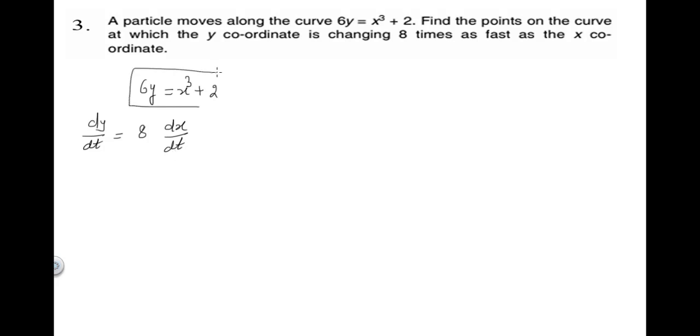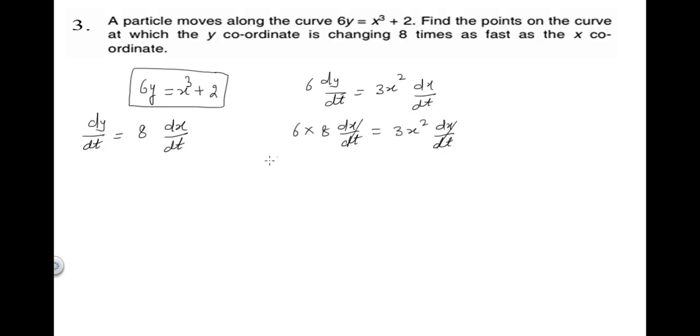Now differentiate this function with respect to t. We get 6 dy by dt equals 3x square dx by dt plus 0, the differentiation of 2 being 0 as it is a constant number. Now 6 multiplied with dy by dt can be written as 8 dx by dt equals 3x square dx by dt. Dx by dt and dx by dt will get cancelled. We get x square as equal to 6 multiplied with 8 divided by 3. So we get it as 16. Now x square is 16. That means x is equal to plus minus 4.